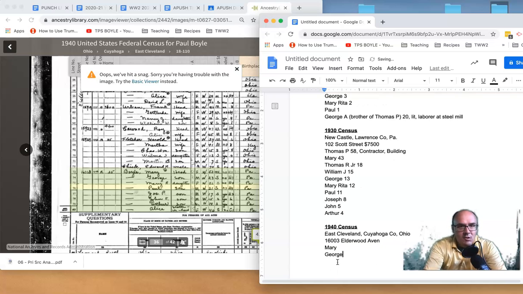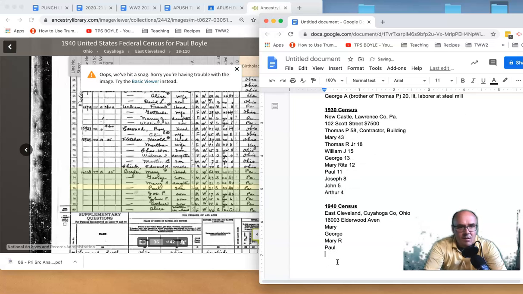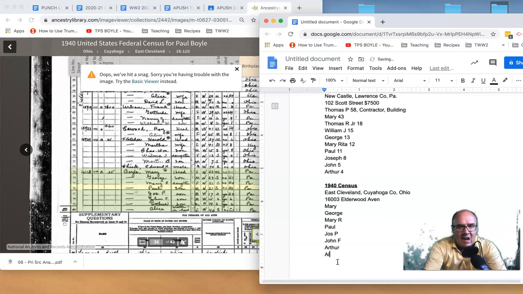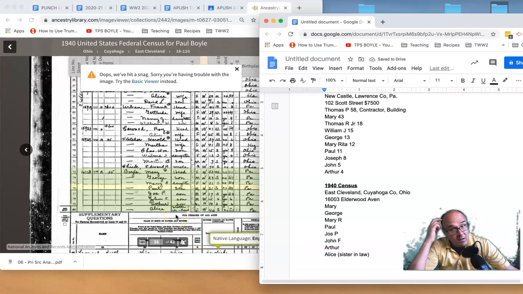Who's in the house? George, Mary R., Mary Rita, Paul, Joseph P., John F., Arthur, and Alice, sister-in-law. Now, whose sister-in-law is she? Head of household. So, she's the sister-in-law of Mary Boyle. So, we don't know. Does that mean it was her husband's sister? Or does it mean it's the wife of one of Mary's brothers? We don't know that right now from this information.